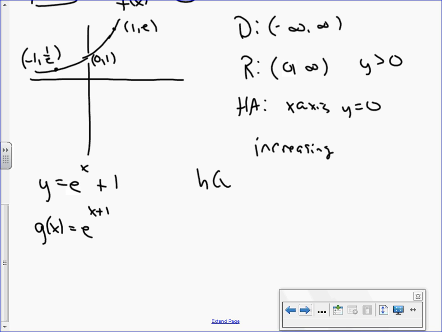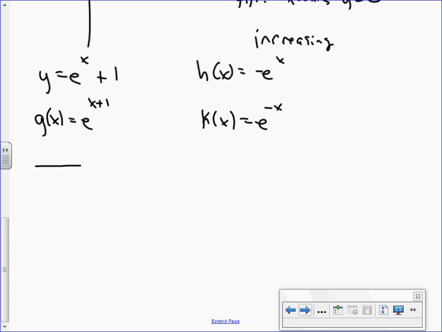If I ask you to do negative e to the x, I need to make sure that you know the difference between negative e to the x and e to the negative x. Those are two different transformations. The top one is a reflection about the x-axis. It changes the y values. The bottom is a reflection about the y-axis. It changes all of the x values. So, basic transformations. I spent tons of time on that last year.